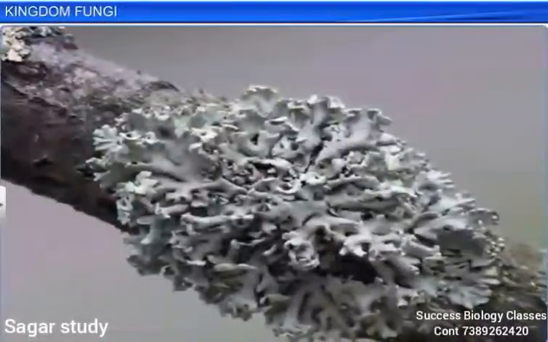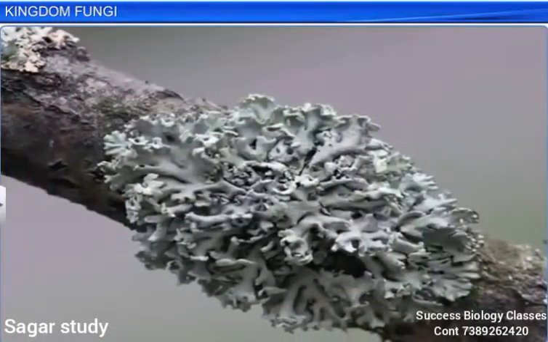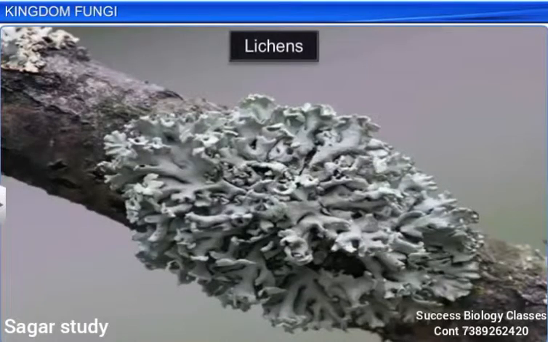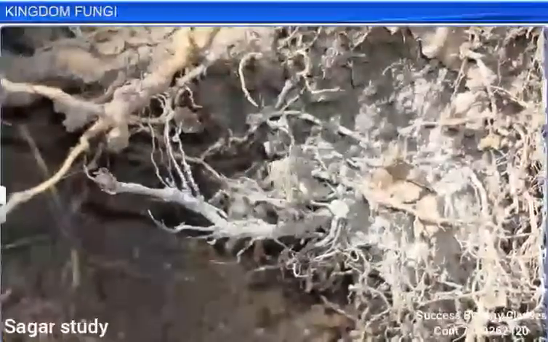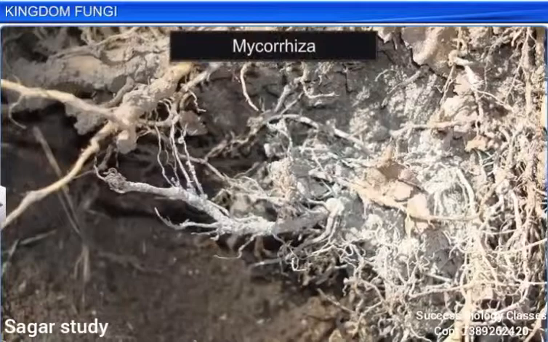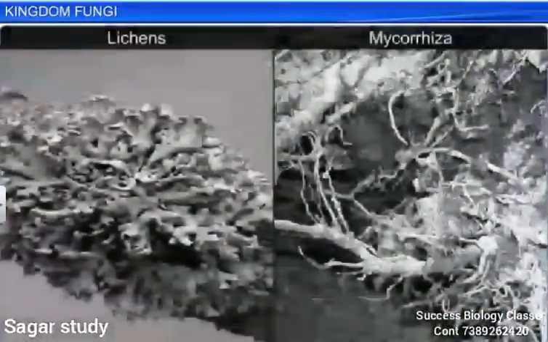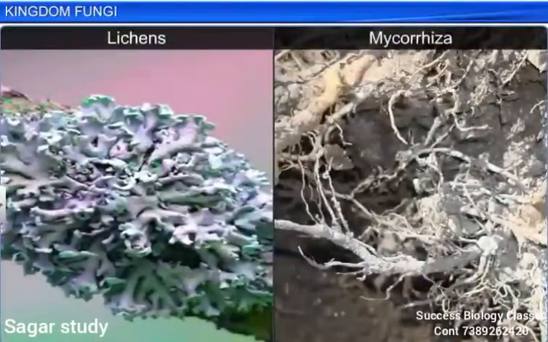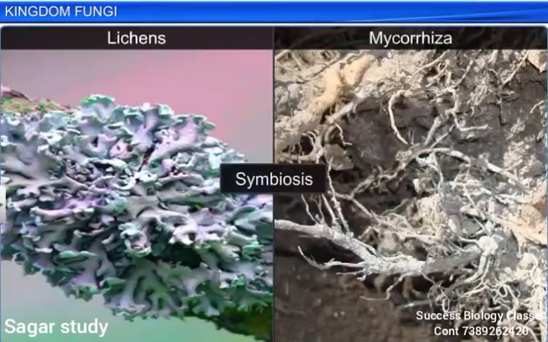Some fungi are associated with other organisms in mutually beneficial relationships. For example, fungi associate with algae to form lichens. Other fungi associate with the roots of plants as mycorrhiza. In both lichens and mycorrhiza, the relationship shared by fungi with the algae and the plant is called symbiosis.